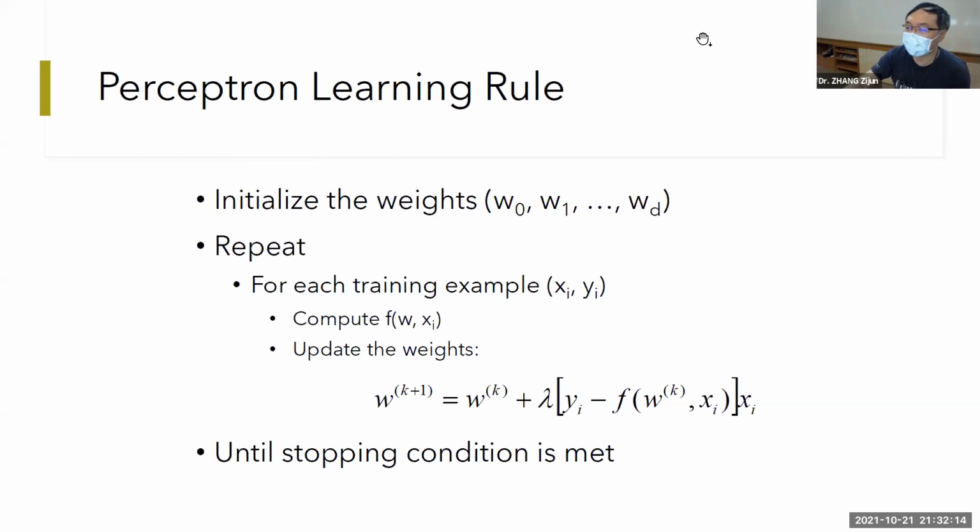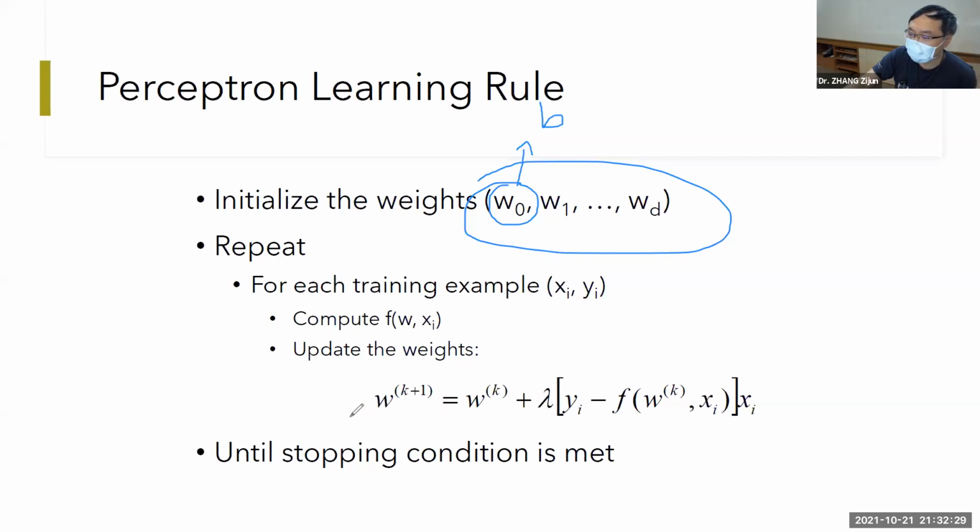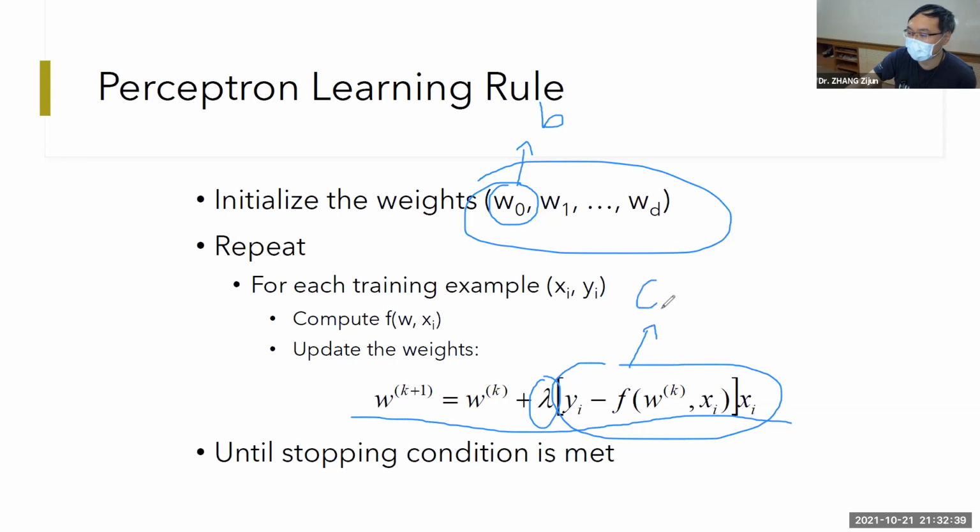The key issue, as I've said, is that once you fix the topology, what you need to learn are those weights. And this weight 0 is usually the bias. To update those weights, you use gradient descent. This lambda is the learning rate. This y minus the estimate, multiplied by x, is the gradient.